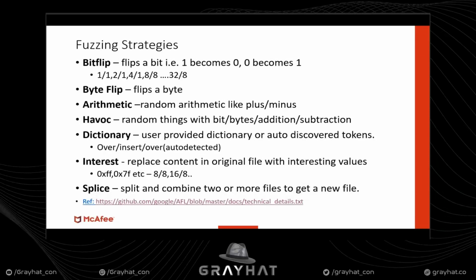The next strategy is splice. In splice, AFL splits and combines two or more files, and generates a new file. In that case, AFL can split the files at any random location, and then combine them, feed the newly generated file to the input program, and see if it crashes or not. So these are the different strategies which AFL uses to fuzz a program, and there is no specific order in which AFL will use these strategies.